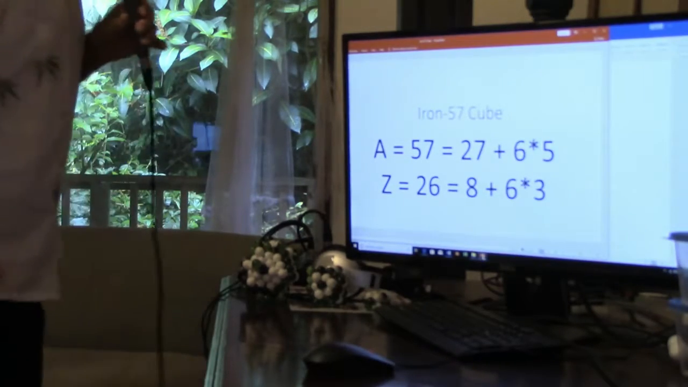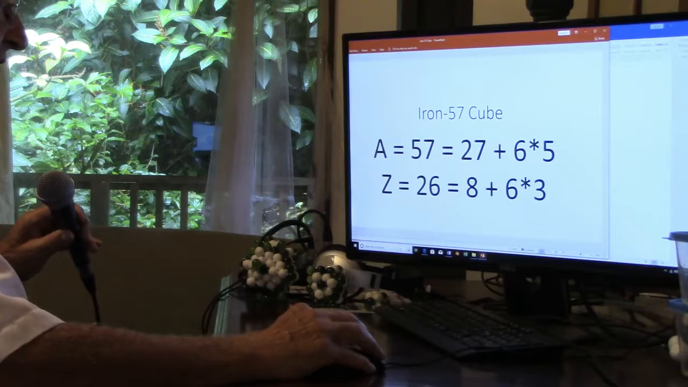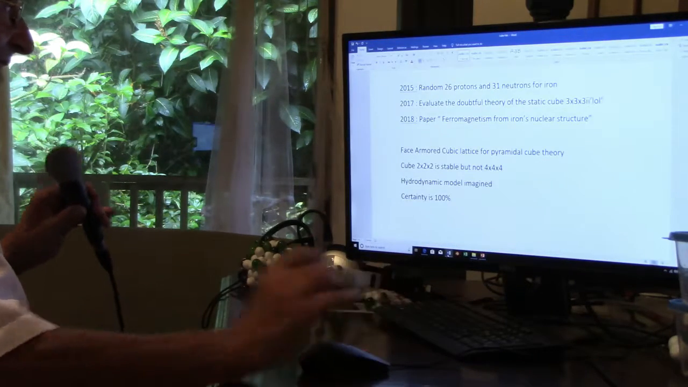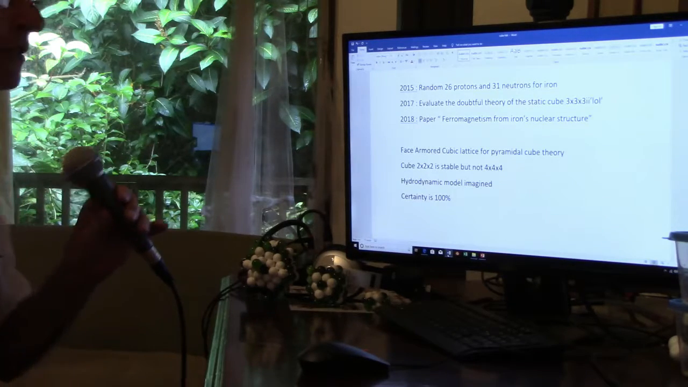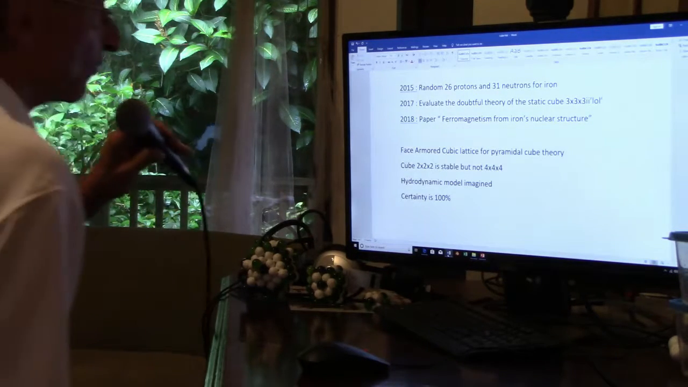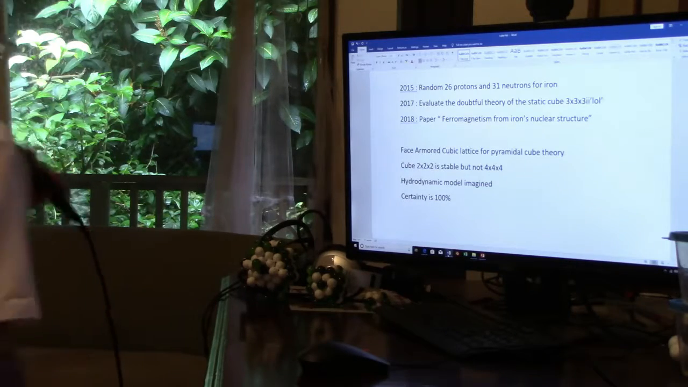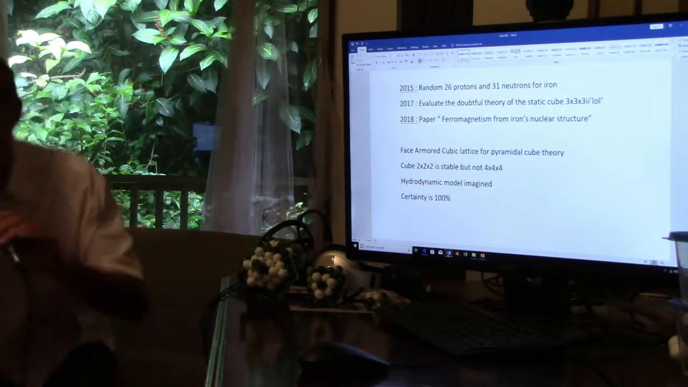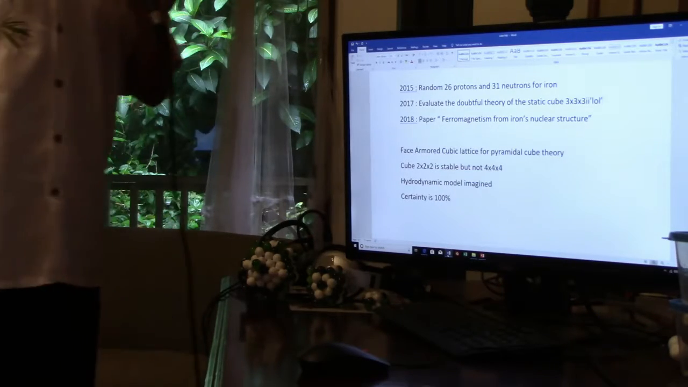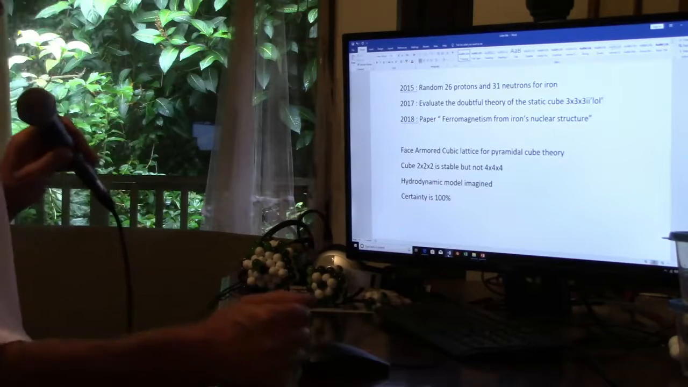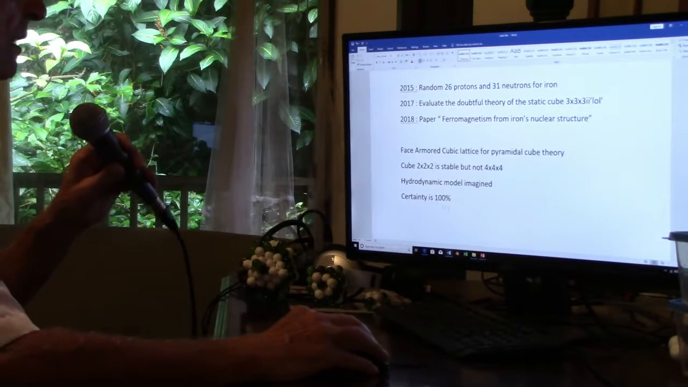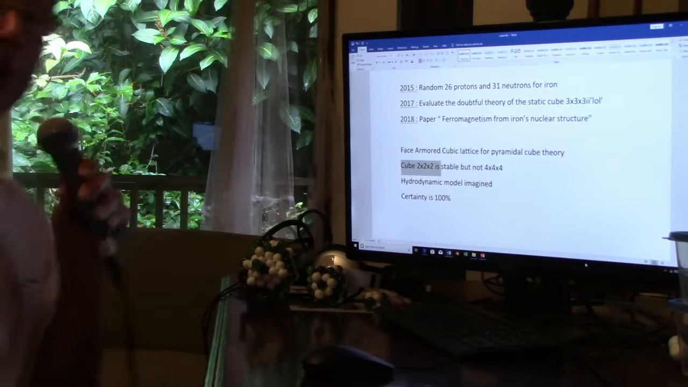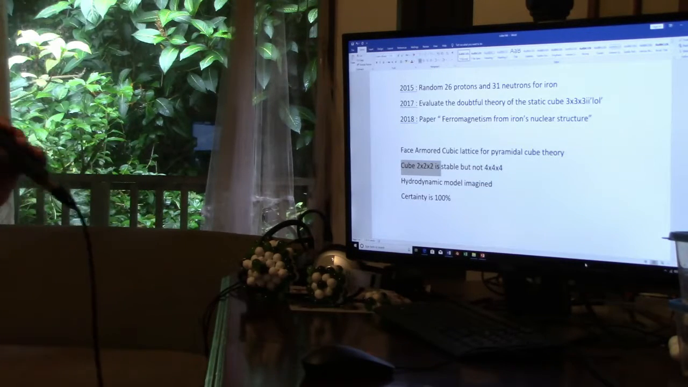Now, another point I wanted to raise on this is that I wrote a paper last year called Ferromagnetism from Iron's Nuclear Structure. And it has this face-centered cubic lattice, so that there's a certain crystallographic type of lattice for this. And I've found that the cube 2 by 2 by 2 is stable, but not 4 by 4 by 4.